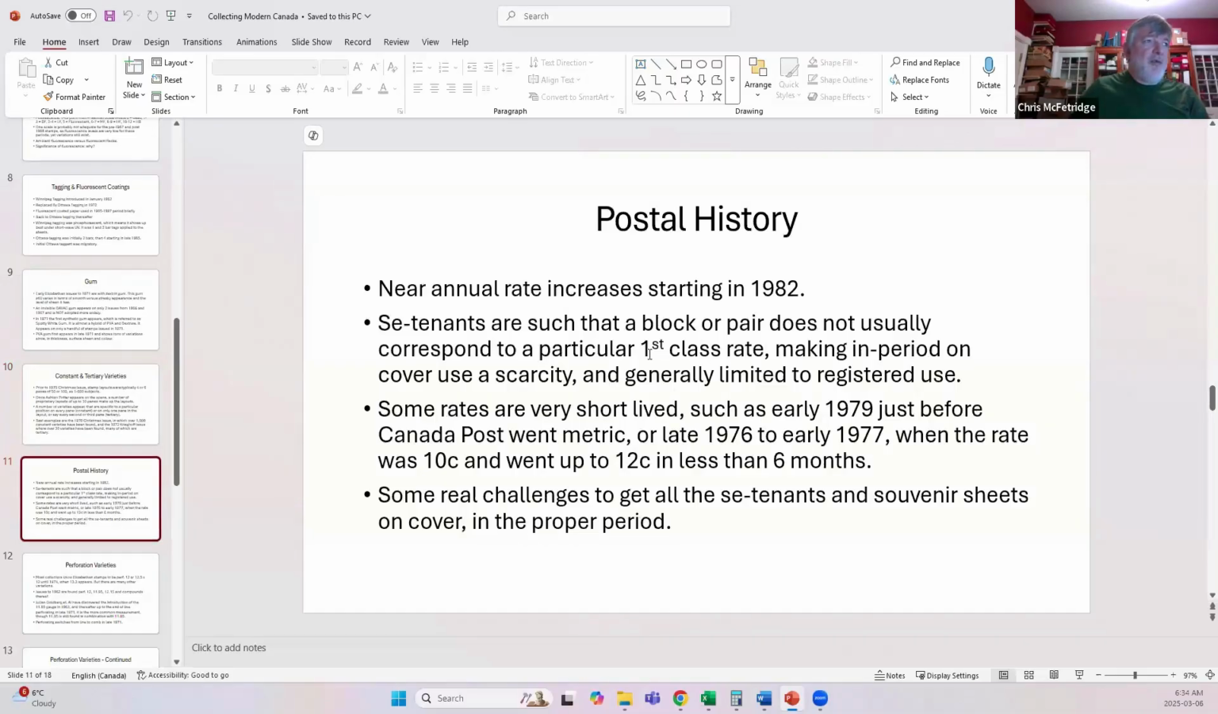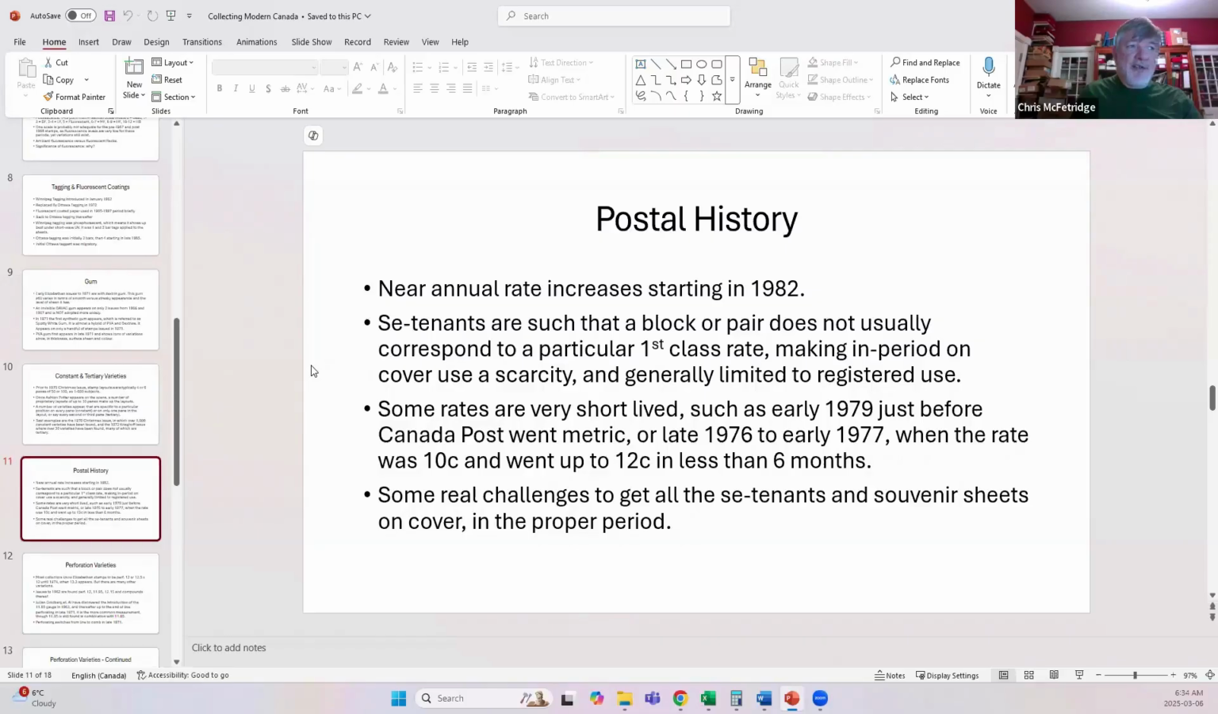Okay, so moving on to postal history, at least in Canada since 1982, we have annual rate increases. And the se-tenant issues are such that a block or a pair does not usually correspond to a particular first class rate, which makes in-period use on cover a scarcity. Most of the time, you're only going to find it on registered covers. And it'll only occur where the person at the post office just happened to have those stamps and didn't have the higher value definitive available to cover the rate.